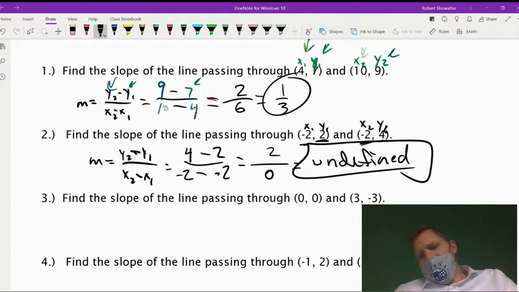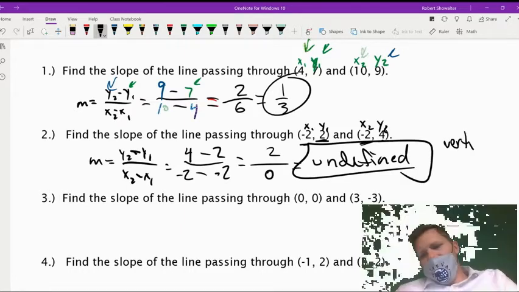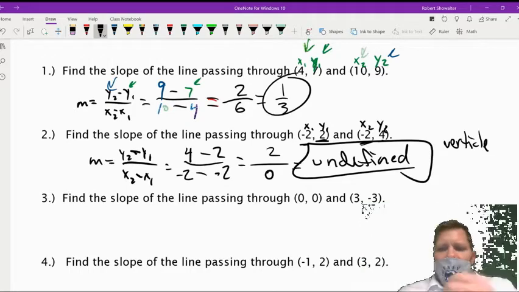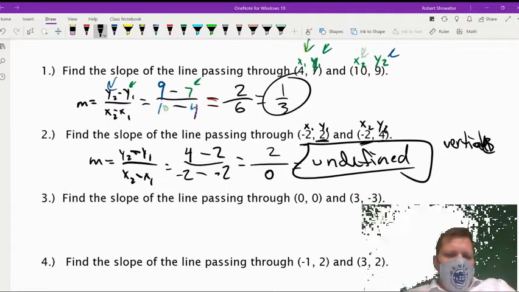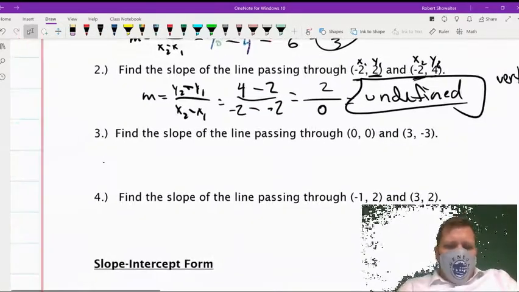So since it's undefined, it's going to be a vertical line. I struggle with spelling vertical, folks. Anyways, okay.